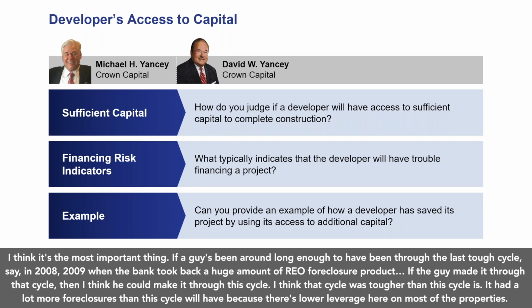If a guy's been around long enough to have been through the last tough cycle, say in 2008, 2009, when the bank took back a huge amount of REO foreclosure product, and he made it through that cycle, then I think he can make it through this cycle. I think that cycle was tougher than this cycle is. That had a lot more foreclosures than I think this cycle will have, because there's lower leverage here on most of the properties.